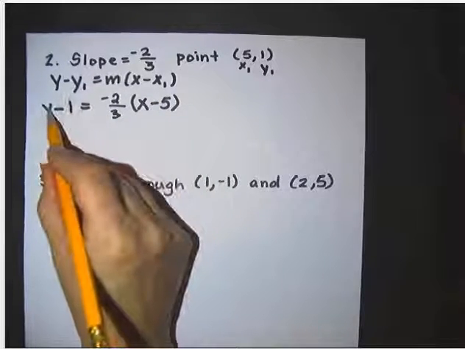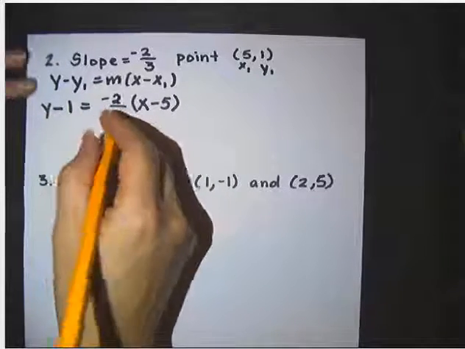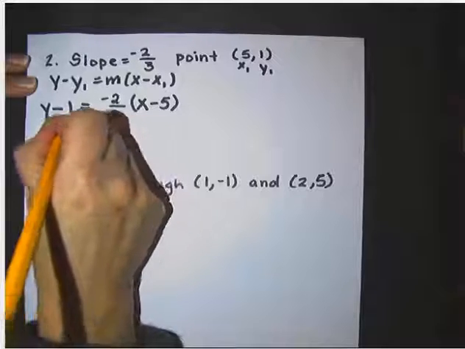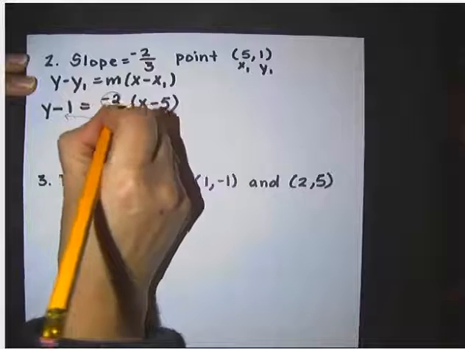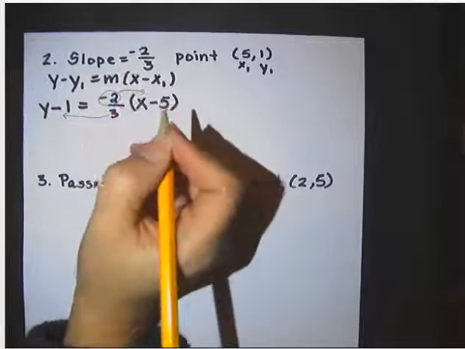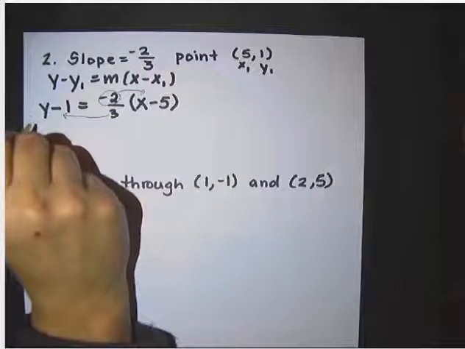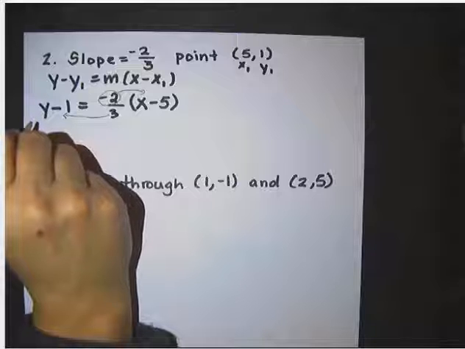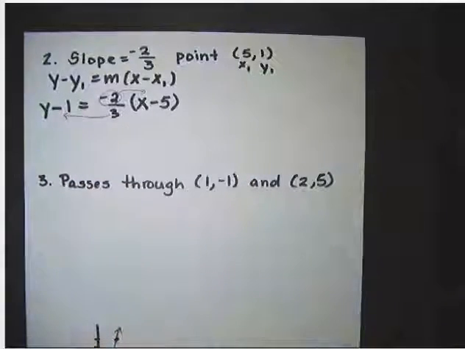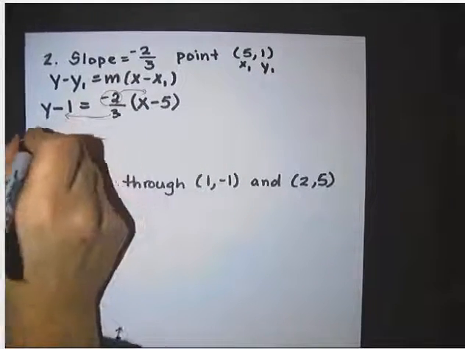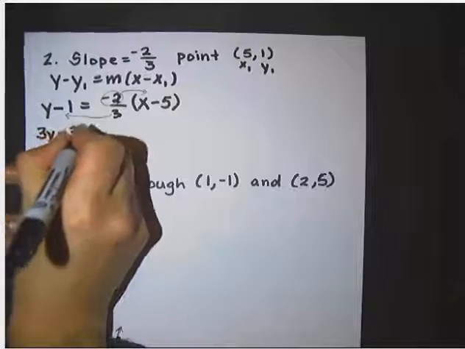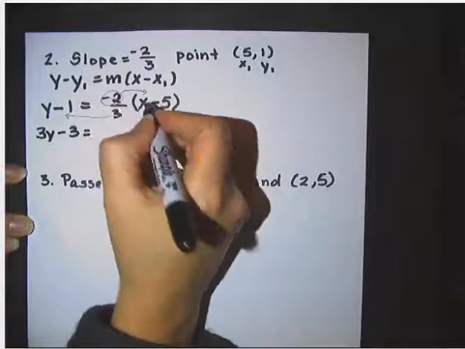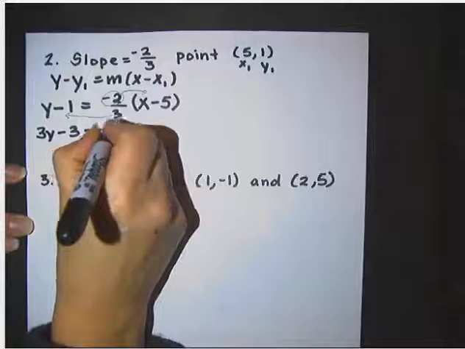But you'd multiply this side all by 3. So if we go ahead and do that, we can think of it as multiplying the denominator to the left and the numerator all to the right. We would use this whenever we have point-slope form and a fraction is the slope. Remember to keep that negative with the 2. So I'm going to distribute that 3 to the left, 3y minus 3. Distribute the negative 2 to the right, negative 2x plus 10.